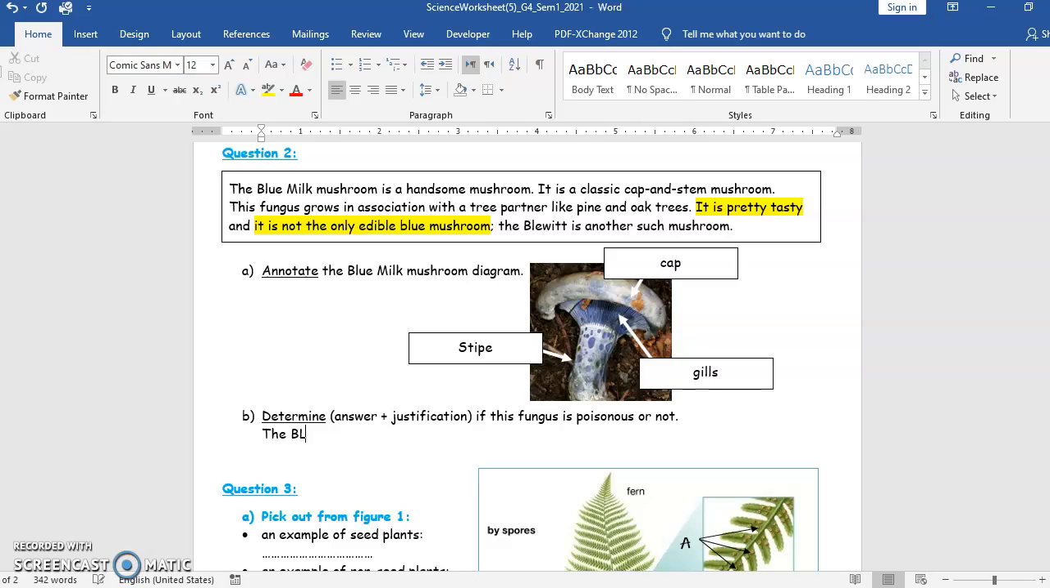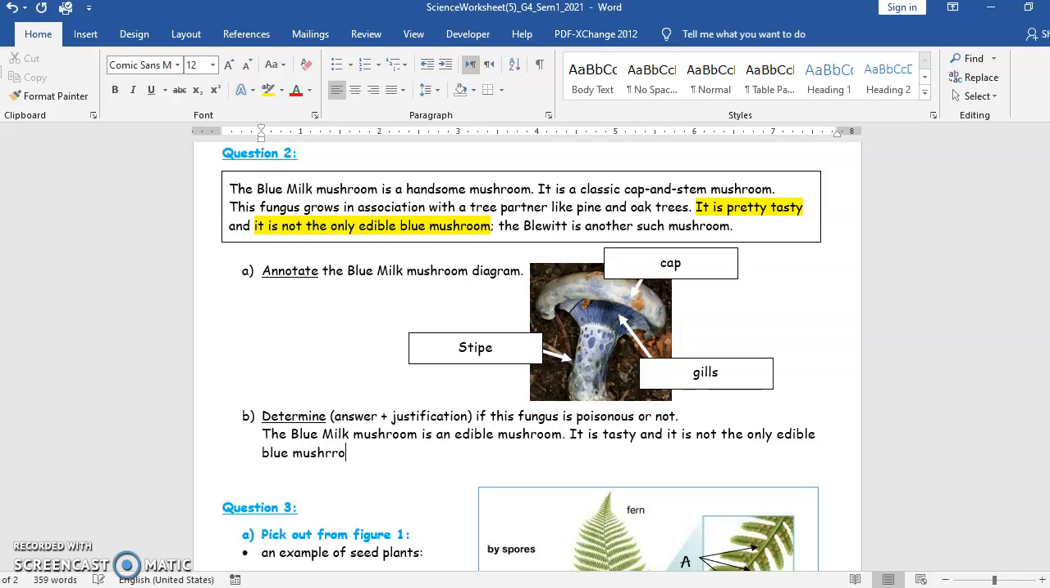I will say the blue milk mushroom is an edible mushroom. It is tasty, or it has a tasty flavor. It is tasty, and it's not the only edible blue mushroom.